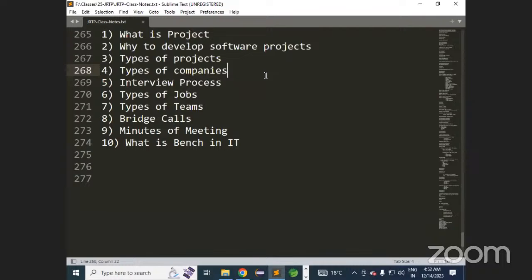What is the interview process in an IT company? It depends on the type of the company. If you go for a product based company, data structures and algorithms will be there. In a service based company, data structures and latest technologies will be there. How many types of jobs are there in the industry? Two types of jobs are there: permanent job and contract job.